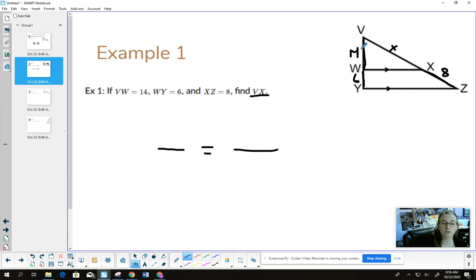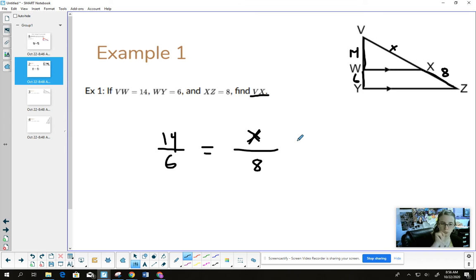Okay, so if we're doing top over bottom, we have 14 on top, over the bottom is 6, and we have the top number on the other side, over the bottom number is 8. We have lots of options. I could write this differently. I could go bottom over top. I could go 6 over 14 equals 8 over x. We even have other options from there.